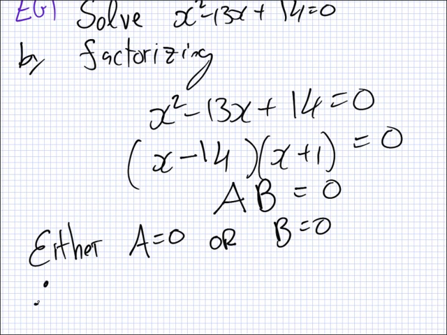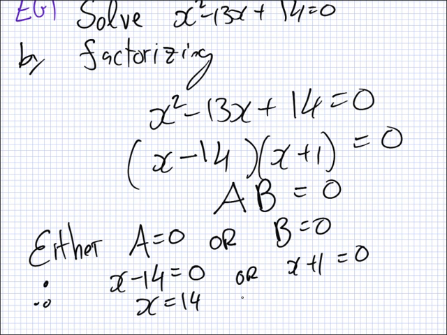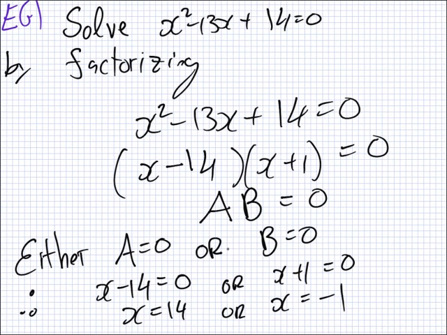So therefore, either x minus 14 was the 0, or x plus 1 was the 0. That gives us our answer. It means either x was 14 or x was minus 1. And that's the two answers there. Okay. Does anyone remember or know the name, what these answers are called?